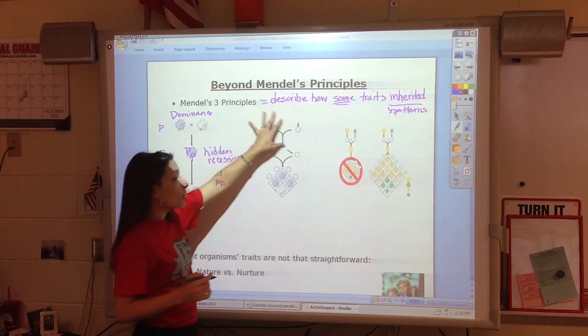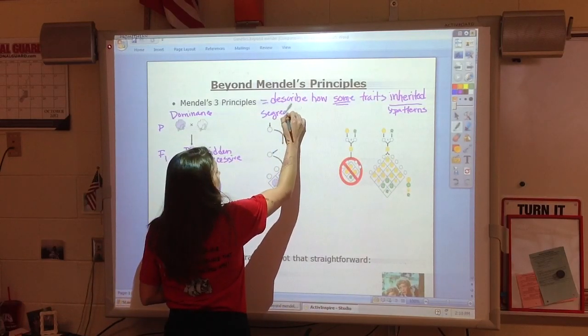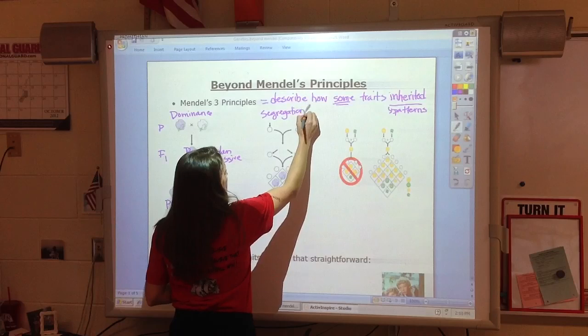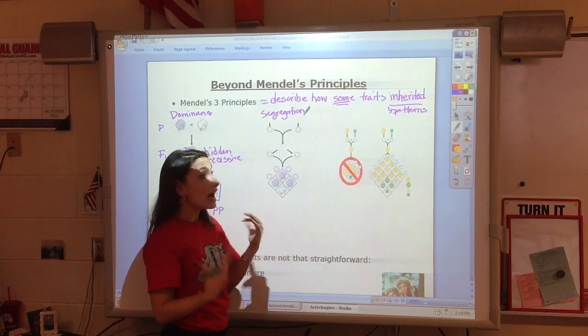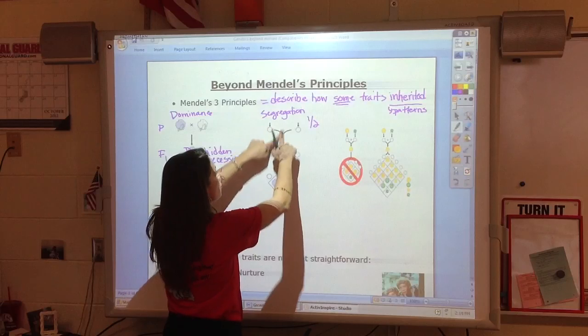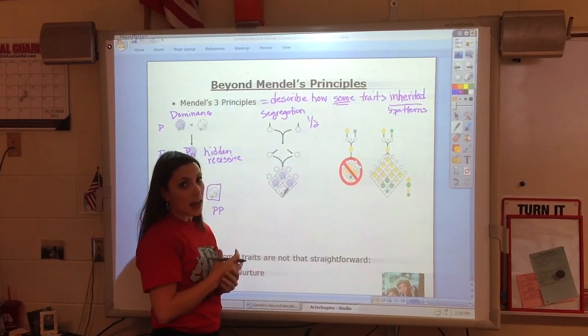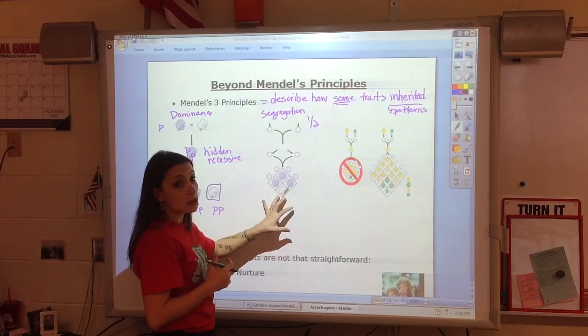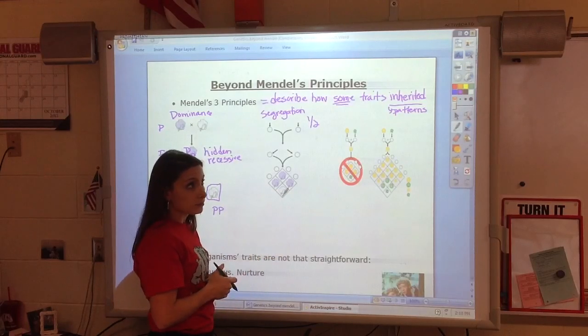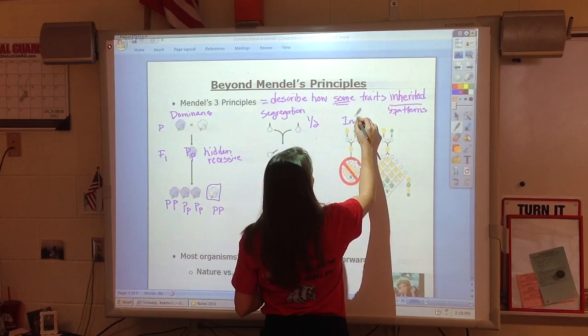They also are going to work when we look at segregation. That each parent donates half. And so what we see here is the concept of donating and each parent donating half. Each parent contributing to the offspring. The third principle is the principle of independent assortment.